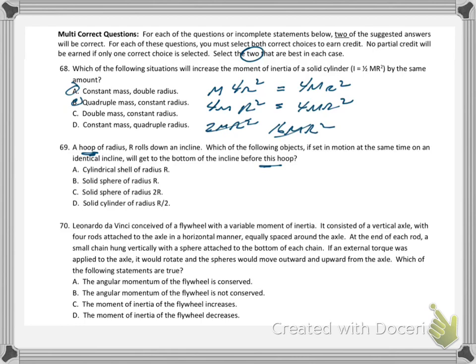So we would have either B, C, or D. So we know that A is incorrect, but D is definitely a good answer because it's the only solid cylinder there. But now we have B and C are two solid spheres. The only difference is their radius. So we would say, okay, if we increase the radius, we're increasing the moment of inertia, which would decrease its angular velocity, right? Let's look at that.